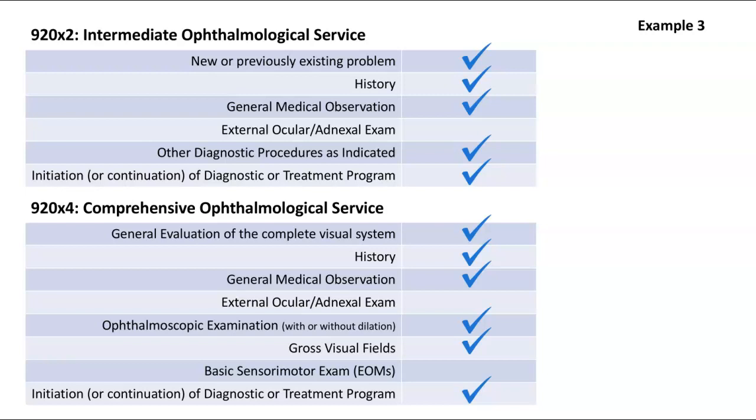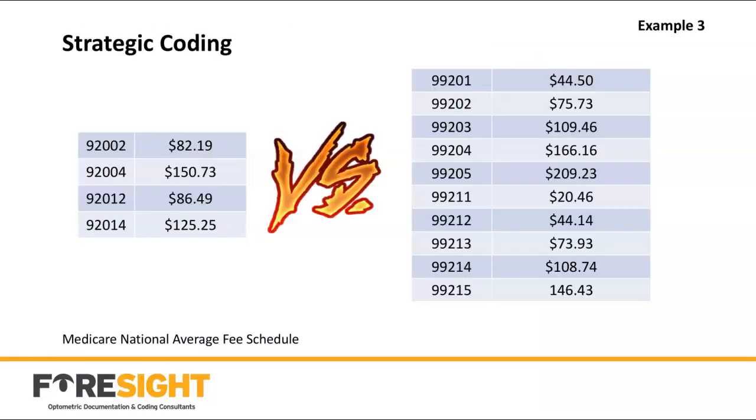So this visit doesn't earn an intermediate code because we didn't do an external ocular exam. And it's not a comprehensive visit because, again, we didn't do that external exam. And we didn't even do EOMs. So this is one of those examples where a visit could very easily not earn either of the 92,000 codes, and it has to then be billed as a 99,000. So in this case, our only choice is to bill it on the 99,000 side.